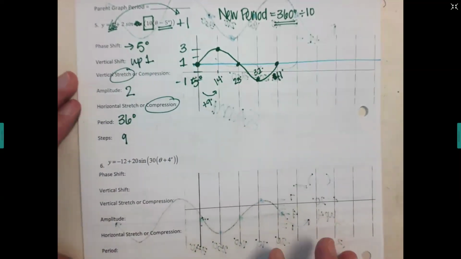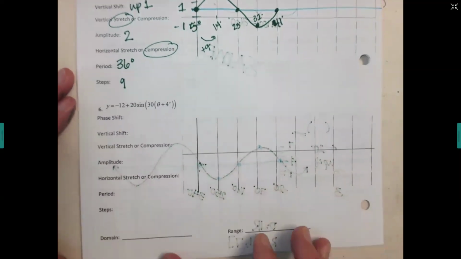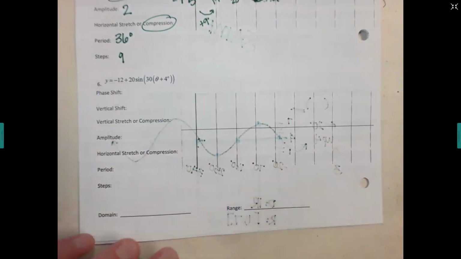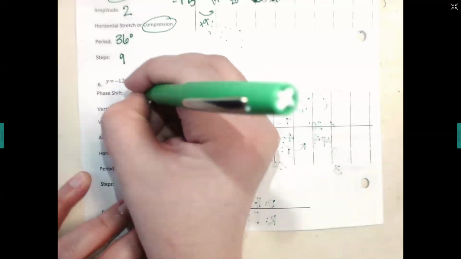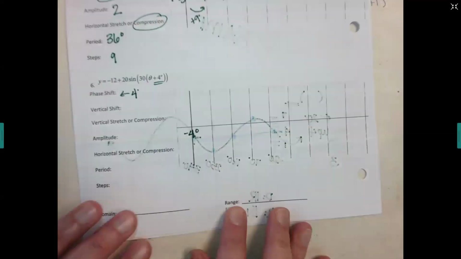All right, let's do maybe one more like that. Take a look at number 6. I have a +4 in parentheses. Which way are we shifting? +4 means to the left 4. So I'm going to start at -4 degrees.